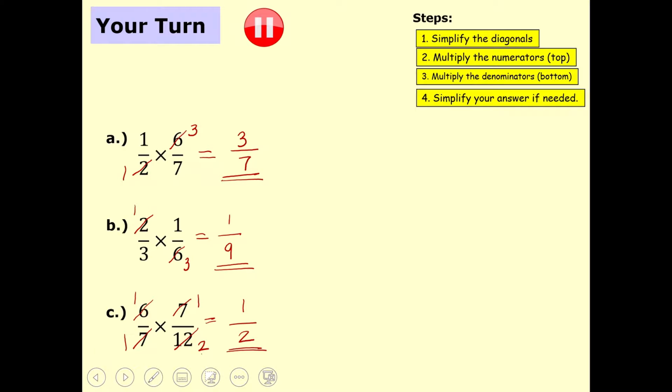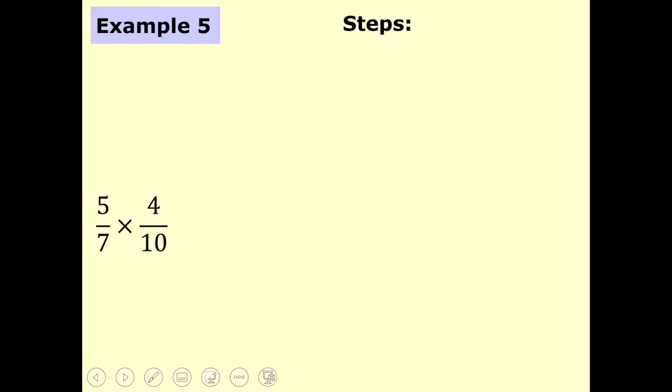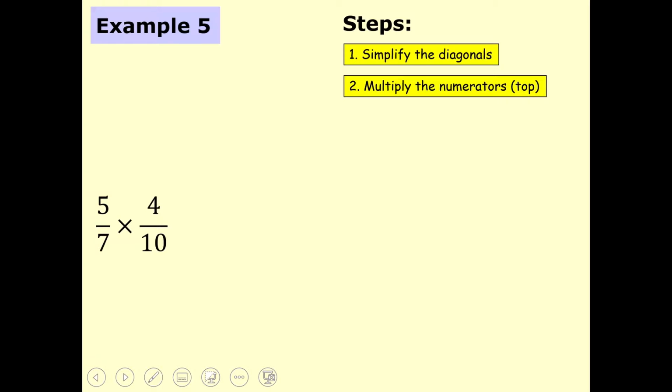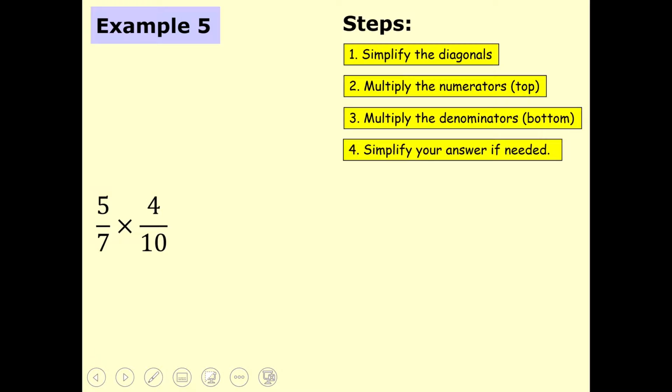Alright, so far we have simplified our diagonals. We know how to multiply our numerators together. We know how to multiply our denominators together, but we've not yet come across an example where we are required to simplify our final answer. So let's see what those ones will look like.